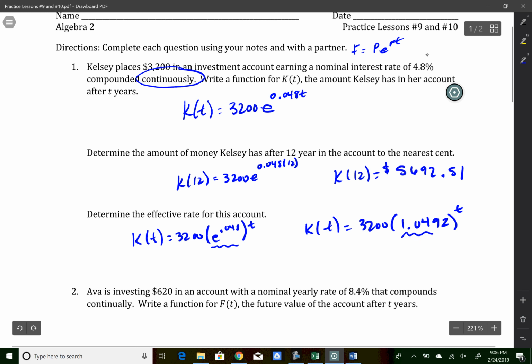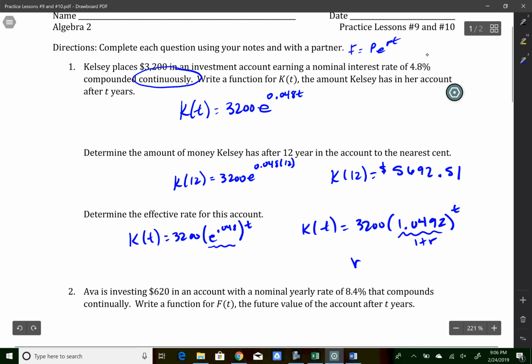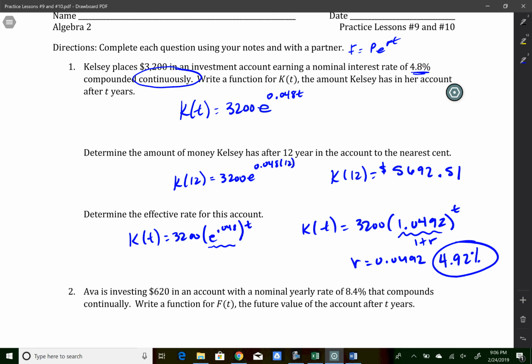And this, remember, represents 1 plus r since it's more than 1. So the rate is going to be that number minus 1, so that would be 0.0492, or about 4.92%. Notice the effective rate is a little bit more than the nominal rate because the effective rate takes into consideration that your interest is also compounding on itself.